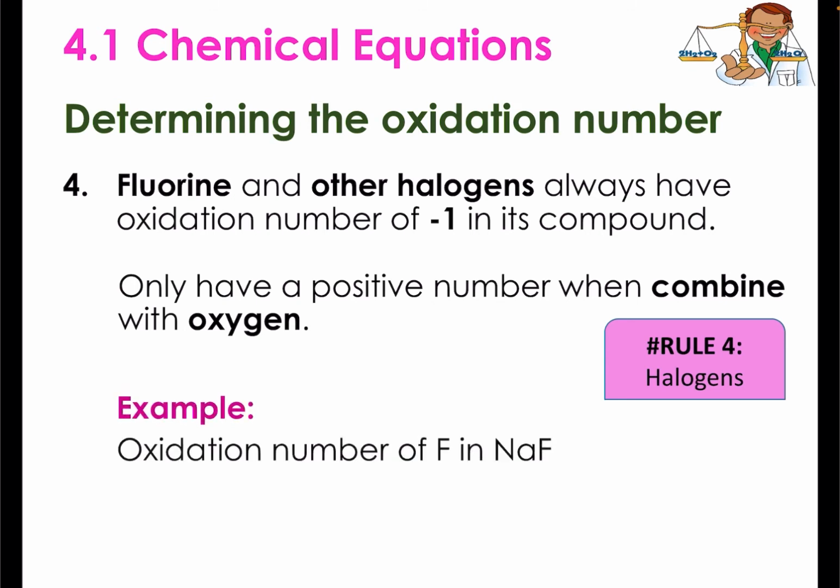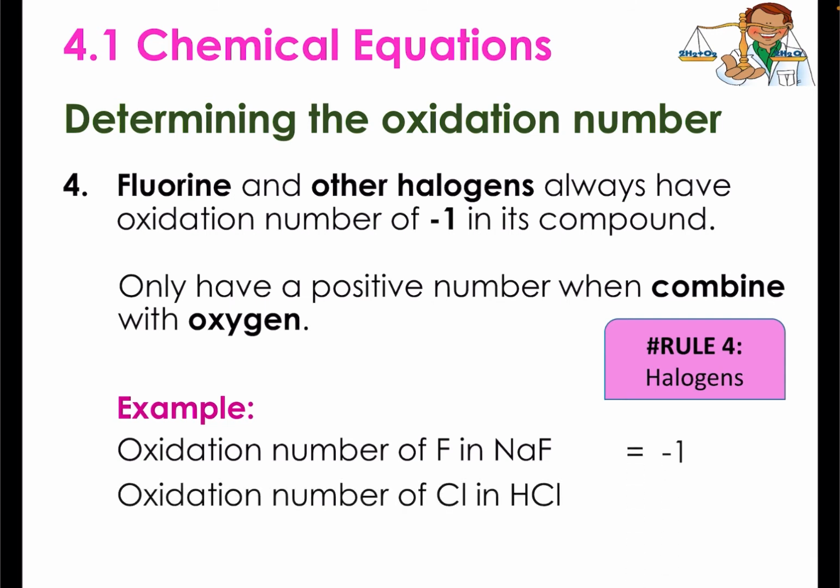For example, I got fluorine in NaF. So I want to get the oxidation number for fluorine in NaF. So saya tak nak oxidation number for Na. Saya nak oxidation number untuk fluorine dalam compound NaF. So how to determine that? Dia memang akan sentiasa negative 1.